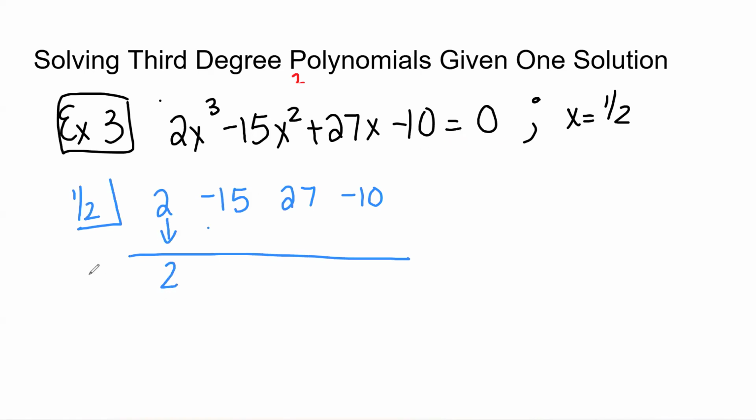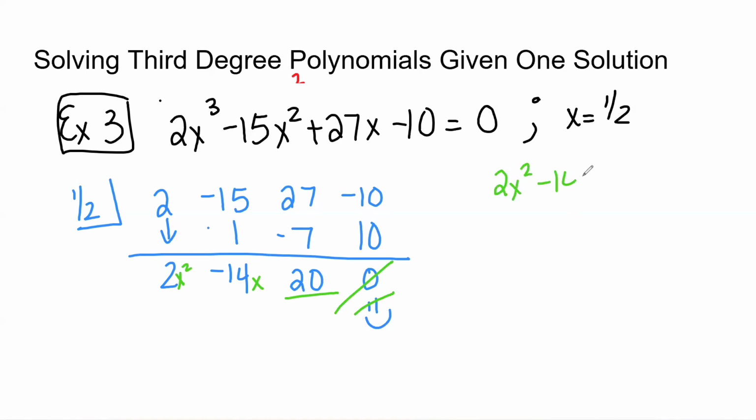Drop down. 2 times 1/2 is 1. 2 1/2 times -14 is -7. 20 times 1/2 is 10. And again, we should get 0 on this synthetic because we already knew that was a solution. If you don't get 0 for a remainder right there, try again. Now back yourself out of it. Don't worry about the 0. Constant. Give him an x, give him an x squared. So we're looking at 2x squared minus 14x plus 20.